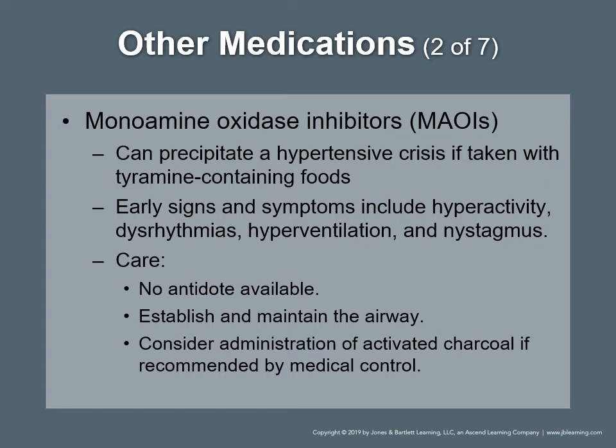With increased levels of toxicity, be alert for chest pain, palpitations, hypertension, diaphoresis, agitated or combative behavior, marked hyperthermia, and hallucinations. For the care of this, there's no antidote available. Establish and maintain the airway, administer high-flow supplemental oxygen, or provide positive pressure ventilation if needed. Establish vascular access. Consider administration of activated charcoal if recommended by medical control. Do not give syrup of ipecac.